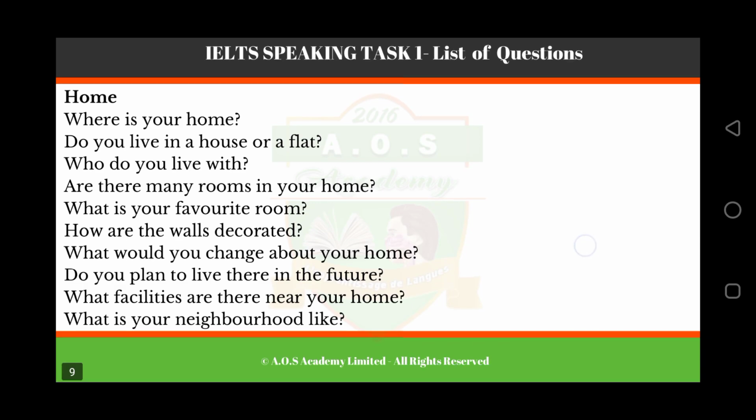The last one is your home. They'll ask you about your home too. Where is your home? Do you live in a house or a flat? Who do you live with? Are there many rooms in your home? What is your favorite room? How are the walls decorated? What would you change about your home? Do you plan to live there in the future?